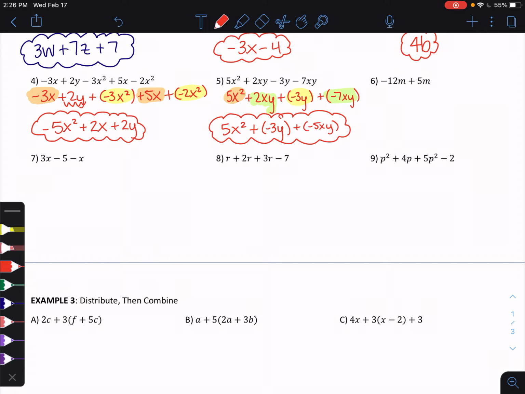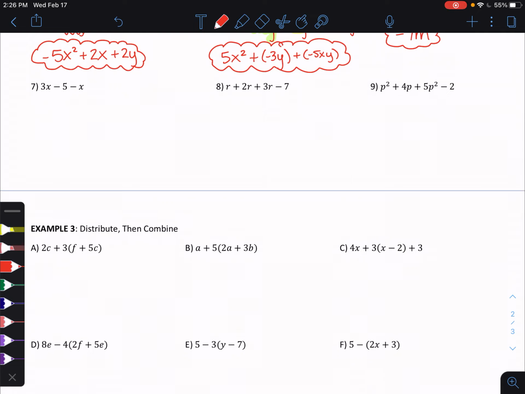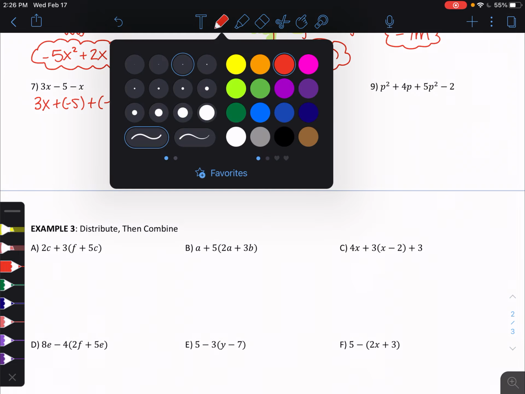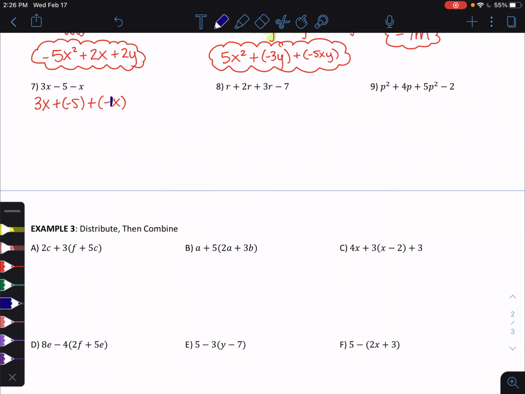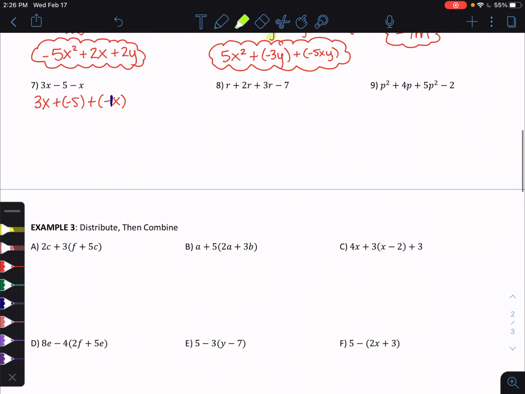In number 6, we're just combining m's. So negative 12m plus 5m is going to be negative 7m. In number 7, I'm going to rewrite this as 3x plus negative 5 plus negative x. Now remember, this negative x has a negative 1 in front. So if you need that 1 there for now, feel free to go ahead and write it. So now my x's are my like terms. So 3x plus negative 1x is 2x plus negative 5.